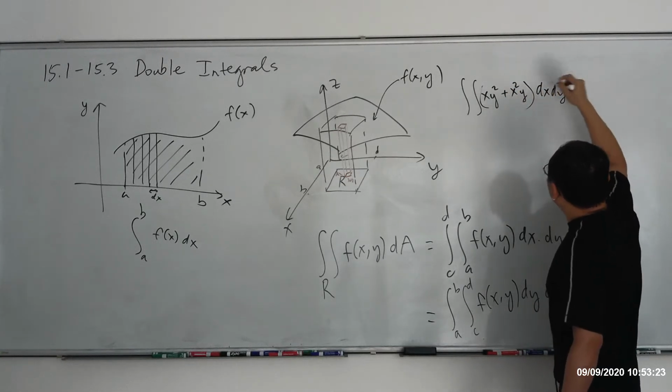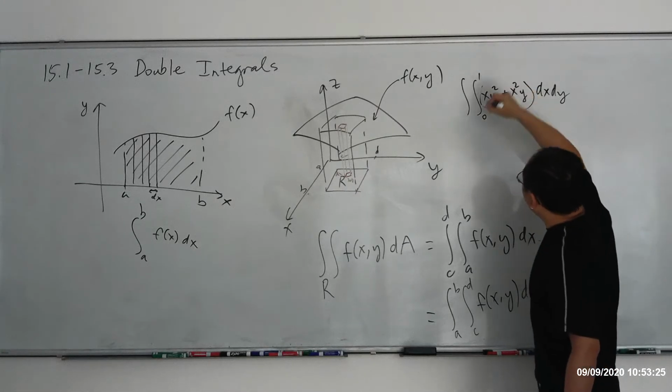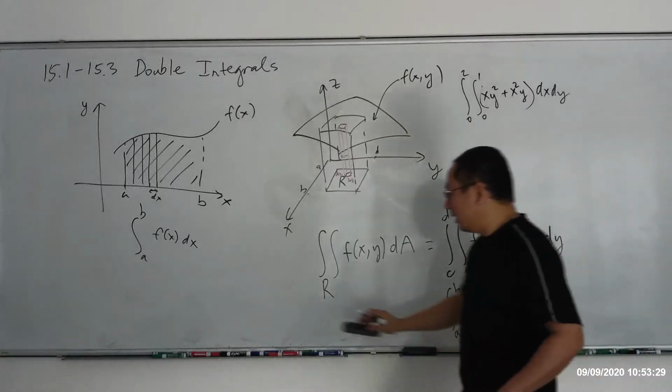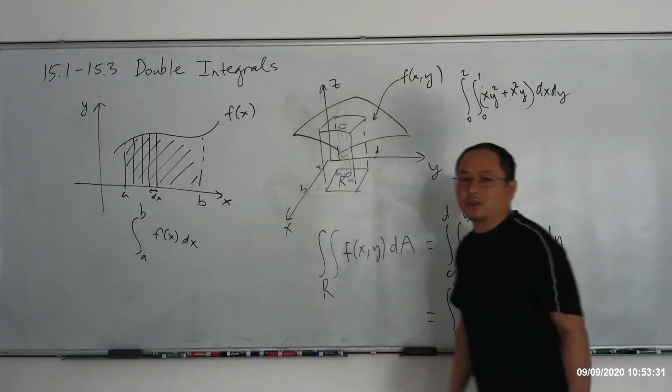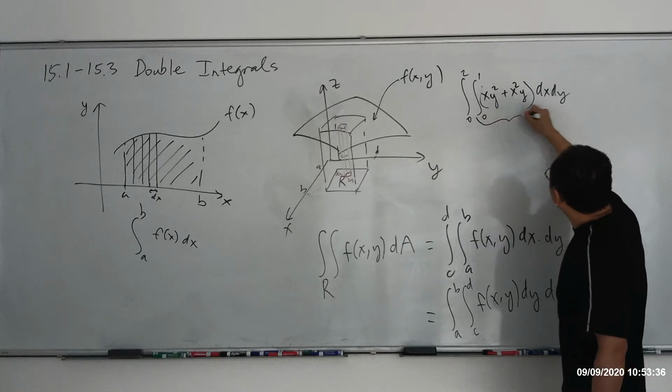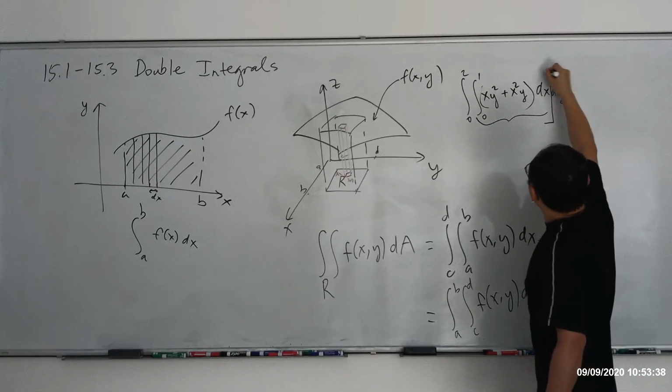dx dy. x runs from 0 to 1 and y runs from 0 to 2. Okay, so it's not really hard. It's just more work to do because you have to do the integral twice. So first of all, we work inside out right away. Take a look at this, from here to here.